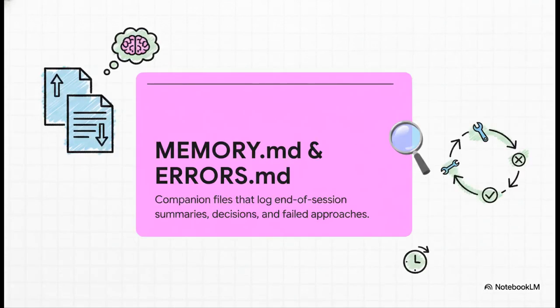Now, what's really fascinating about this, and this is a huge pro tip, is using companion files. Since Claude forgets conversations between sessions, but it can read and write files, you can actually instruct it to maintain a memory.md file. It uses this to log end-of-session summaries and important decisions. You can even have an errors.md file where it logs failed approaches if something takes more than 2 attempts to get right. Do you see what this does? It means you never waste time rereading old messages to remember where you left off, and you completely stop repeating the exact same trial and error mistakes twice.